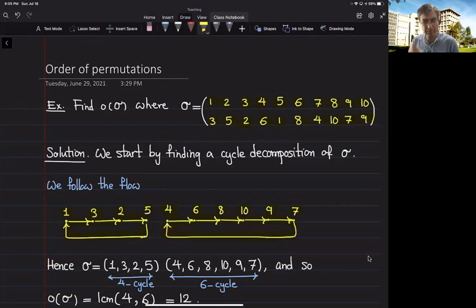Now, is there any number missing? So there are 4 numbers here, and there are 6 numbers here. Altogether, I have 10 numbers. There is no missing number. So that's a cycle decomposition of sigma.